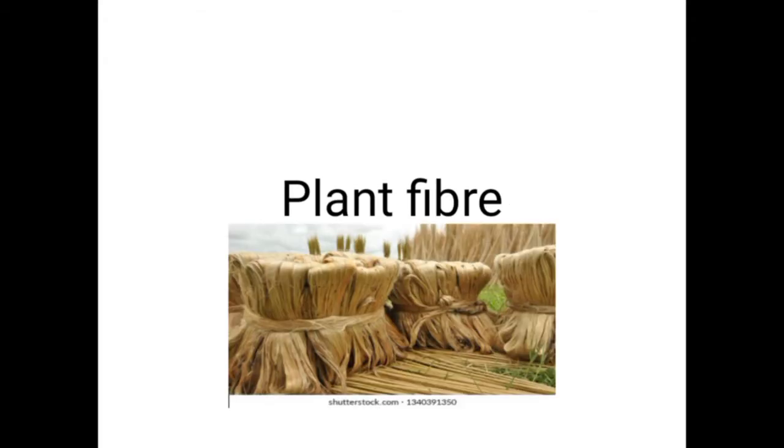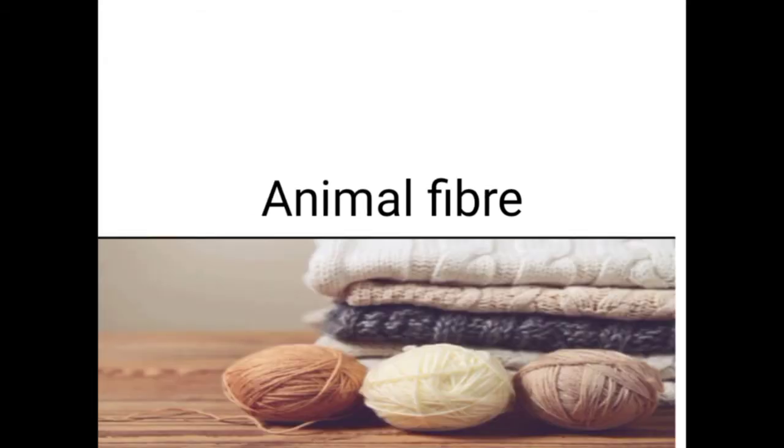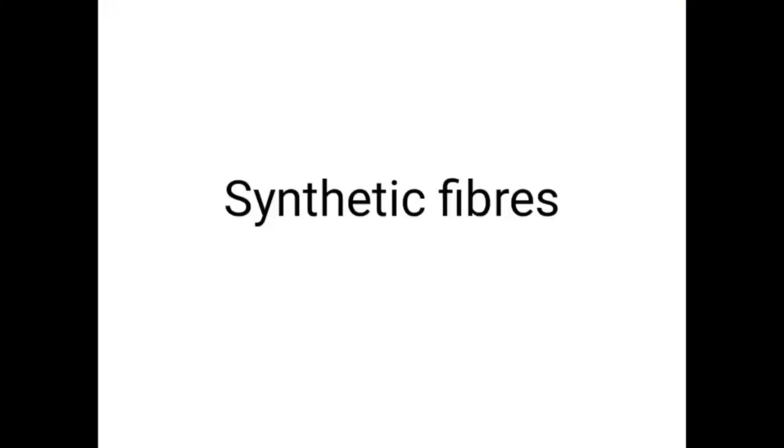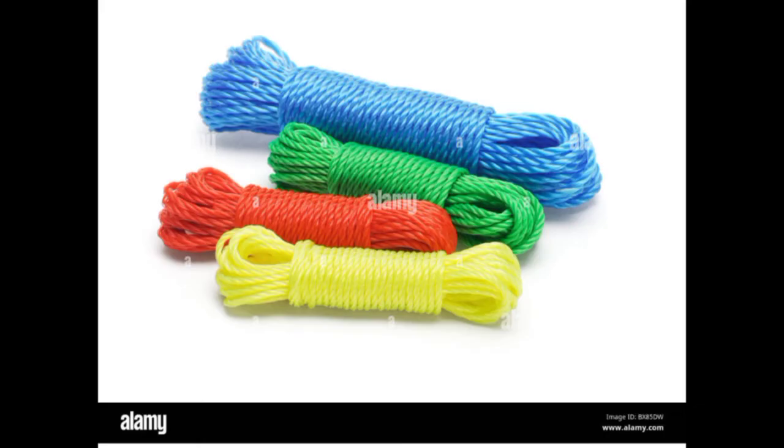The fibers obtained from plant sources are known as plant fibers. Cotton, hemp, and jute are some examples of plant fibers. The fibers obtained from animal sources are known as animal fibers. Wool and silk are some examples of animal fibers. Synthetic fibers: fibers that can be manufactured in industries using raw materials that are mostly chemicals are known as synthetic fibers. Polyester and nylon are some examples of synthetic fibers.